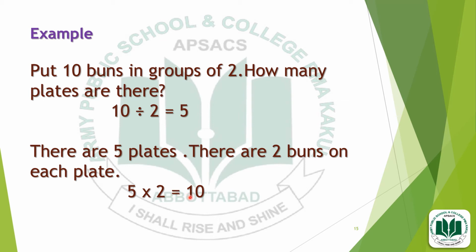This means here we get the total things, and in dividing we are distributing the things. In multiplication we get the product, and in division we divide the product.